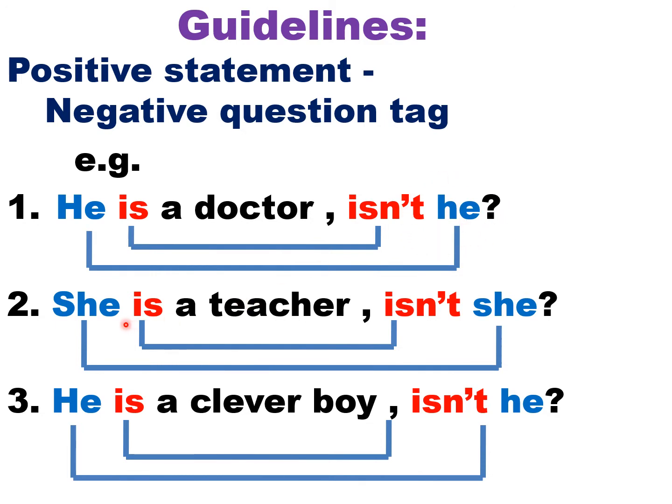Then the next sentence, she is a teacher. This is also a positive statement. So in the question tag, we must write not, isn't she. We have to bring the subject here. He is a clever boy. Instead of yes, we have to write isn't, then the subject he. This is the subject of the question tag.